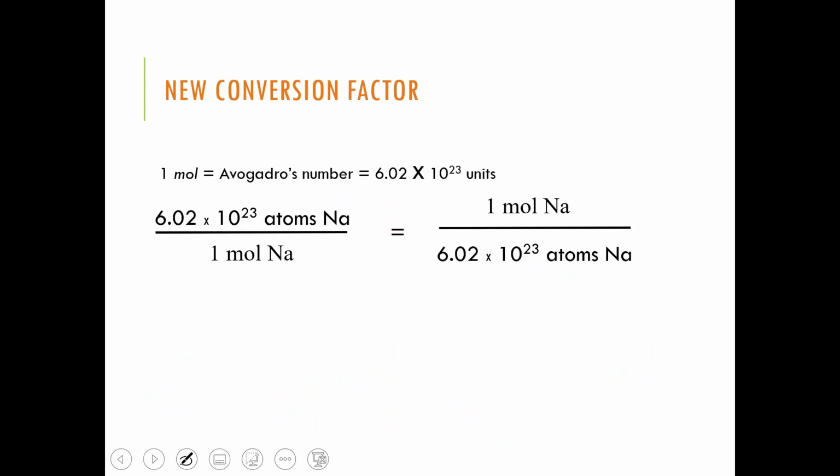So with that, we are able to make a new conversion factor. And this is going to come in handy in the whole rest of this course and in chemistry in general. It allows us to start thinking this quantity and start to kind of put it into perspective. So if I know that I have 6.02 times 10 to the 23rd atoms of sodium, which is equal to 1 mole, I can put it in a conversion factor like this, or I can flip that numerator and denominator around and I could write it like this.